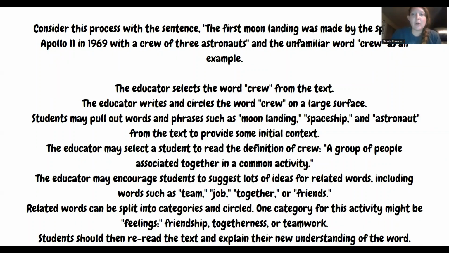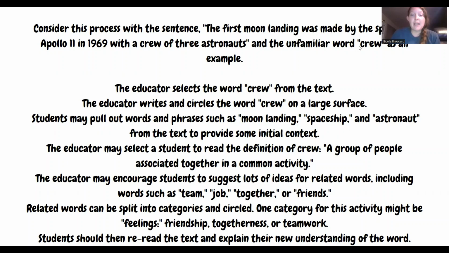If the unfamiliar word is crew as selected in our reading, we would take the same steps and put crew in the middle of our paper and circle it. Then the students may pull out words and phrases such as moon landing, spaceship, and astronaut from the text sentence that we just read to provide some initial context. Then the educator may select a student to read the actual definition of crew from the dictionary. The definition would state something like this: a group of people associated together in a common activity.